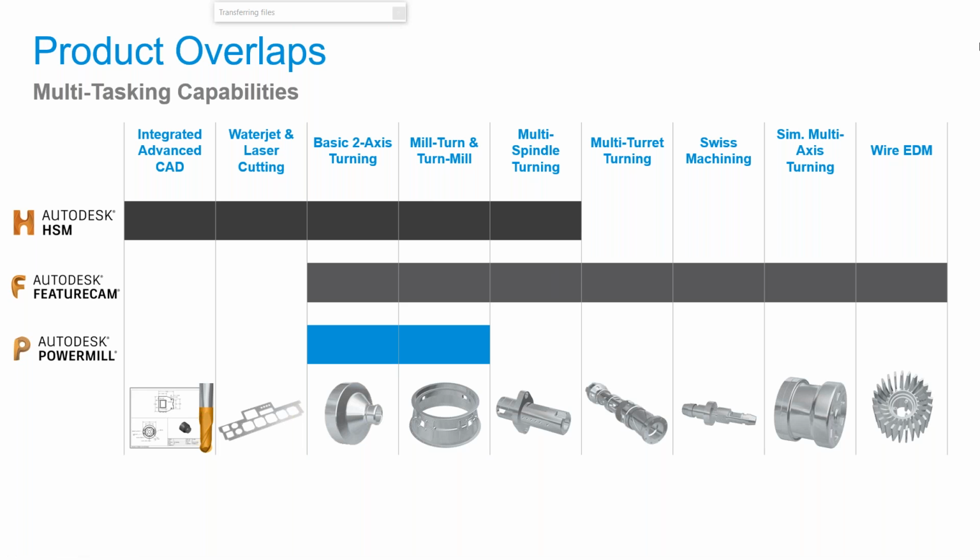As you see here, when it comes to the application part of it, this slide very clearly states how these three products are differentiated. As per the application, when your main application is water jet or laser cutting, of course the right product is HSM. And when it comes to multi-axis, like Swiss turning machines or multi-turret turning, where you need multi-axis simulation, in those applications FutureCam is the right product for you.